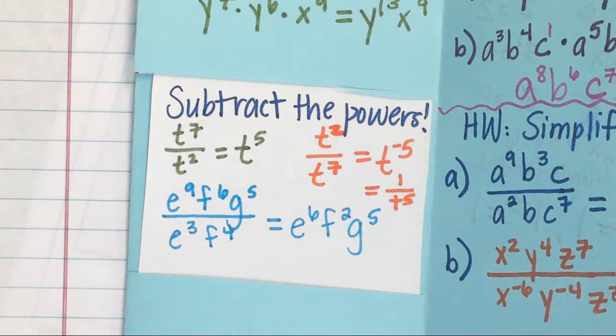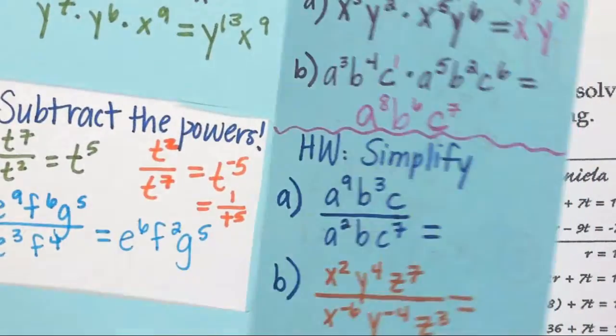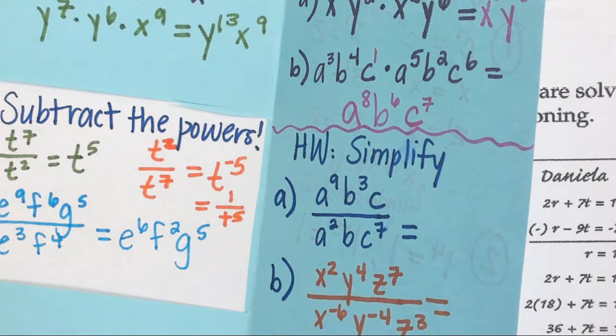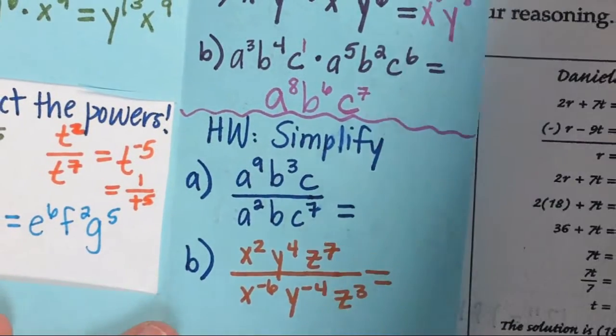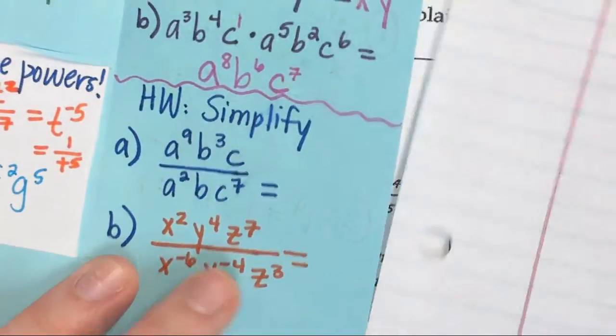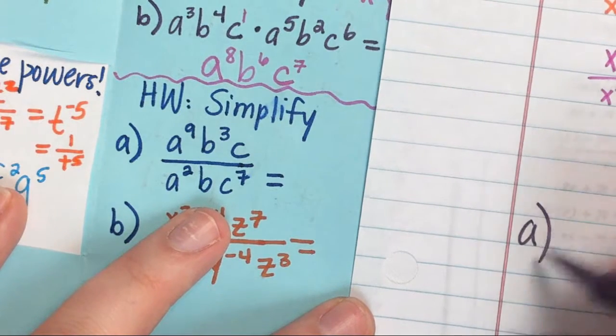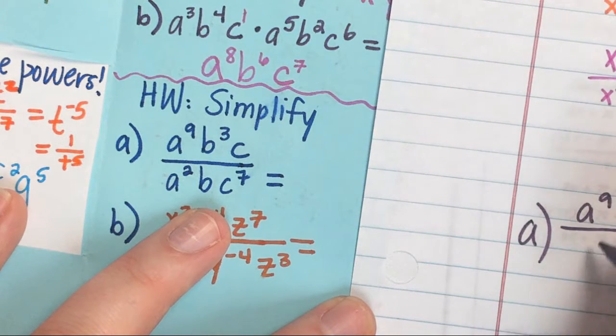Okay, let's look at your 2 homework problems. And let's see, I write big like many of the others, so I'm going to write it on my own paper. So you had a to the 9th over a squared, and there was a b, q, b, c to the 7th.